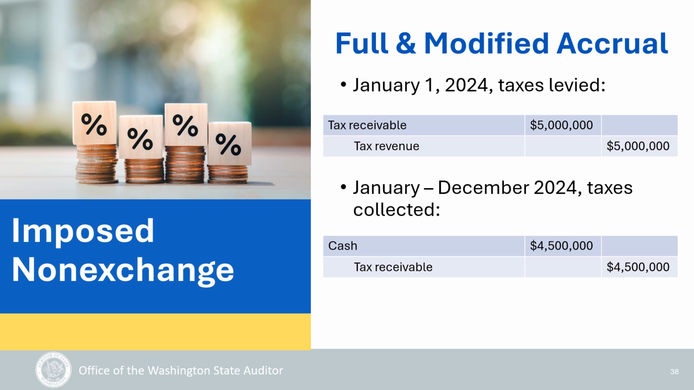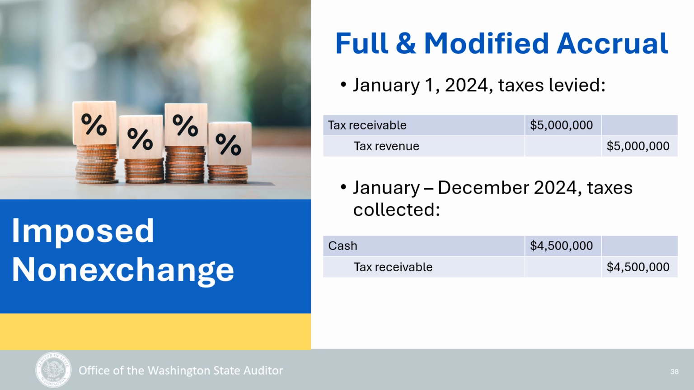Let's take a quick look at the journal entries for property tax. On January 1st, under both full accrual and modified accrual, the receivable and revenue for the full amount of the levy are recorded. As the taxes are collected throughout the fiscal year, we increase cash and decrease the tax receivable. But remember, under modified accrual, only $4.9 million can be recognized as revenue. And as of right now, with these journal entries, we've recorded the full $5 million.